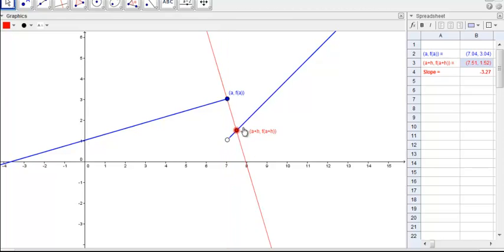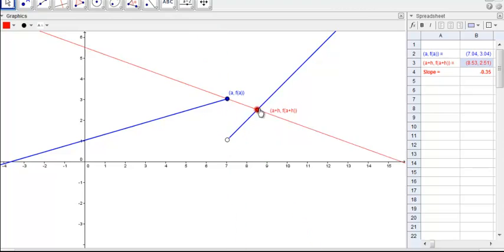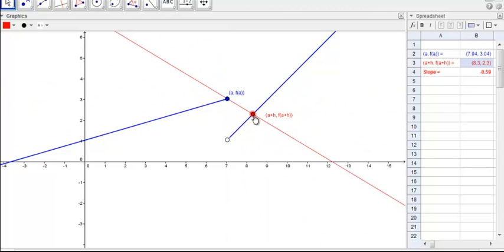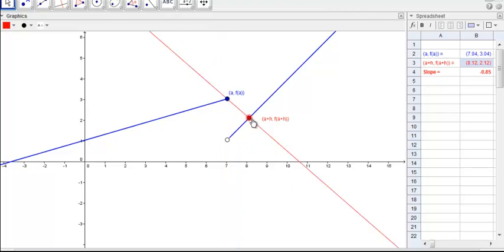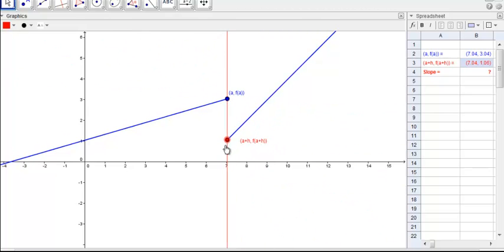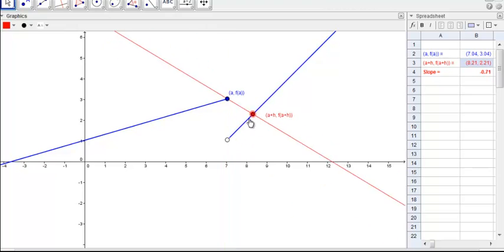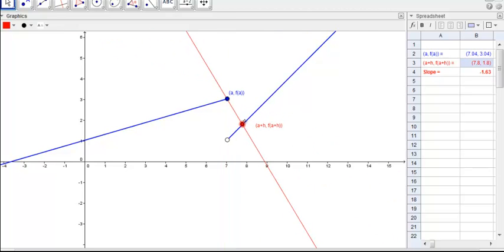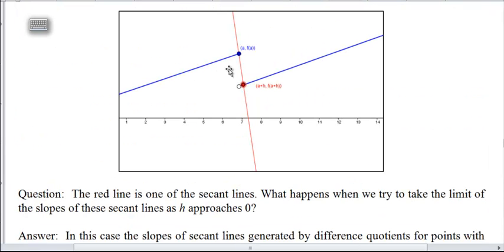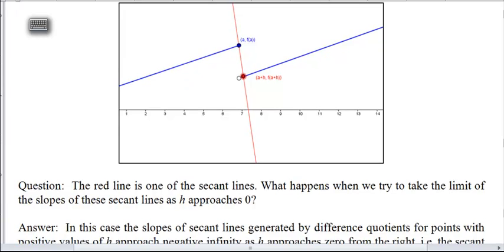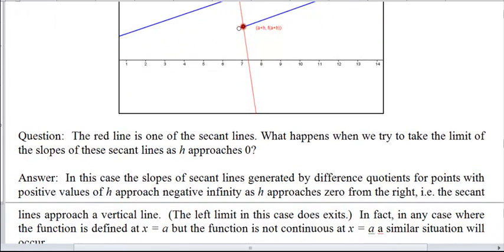So notice that this is going to happen anytime we have a discontinuity. We're going to have this same problem. There's going to be a break somehow, and when you try to come in at least from one side to that point, you're going to get a vertical line that you're approaching at least from one side. So, what does that tell us? Conclusion. The conclusion is, there's the picture again, that when you have a discontinuity at a point, it has to be non-differentiable at that point.